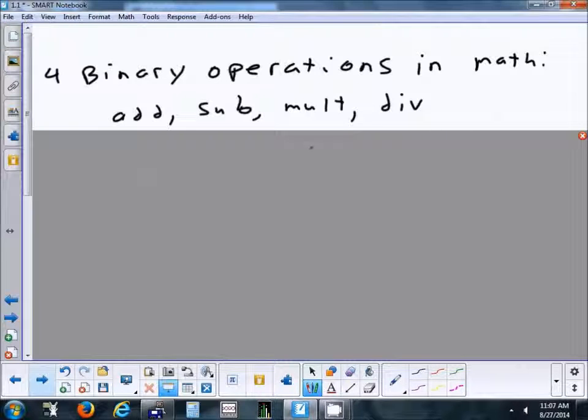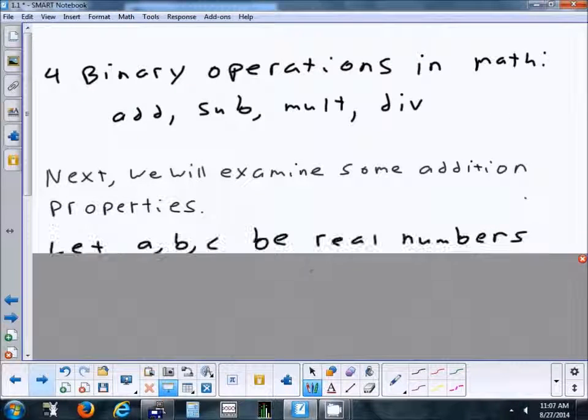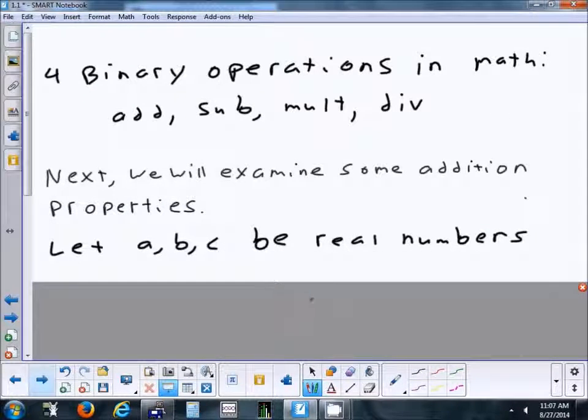An operation in math that's not binary is square root. If I give you a number and ask you to take the square root of it, you only need one number. You don't need 2 numbers to take a square root. All of these need 2. So we're going to look at some properties involving addition.